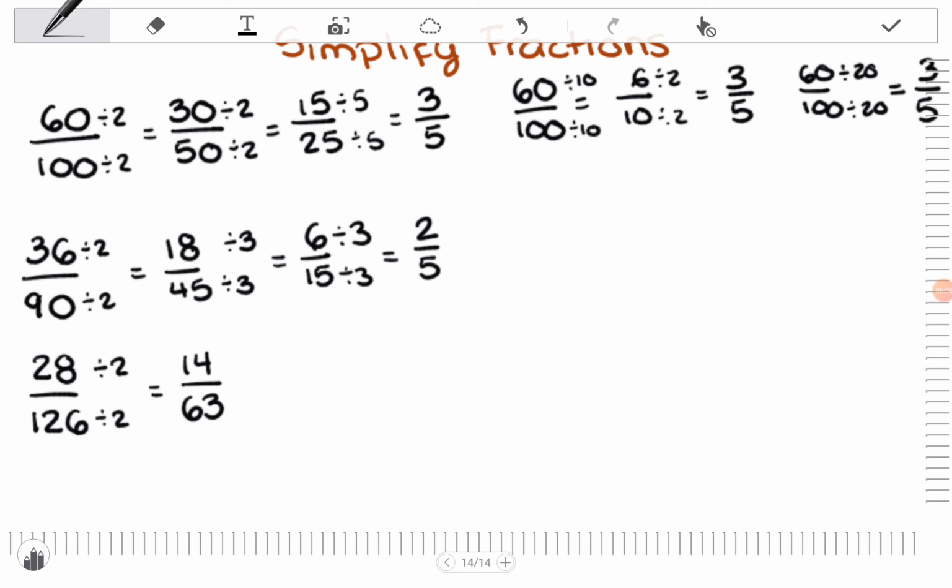Now, can you find another number? Or did I finish? Remember, I only finish if I cannot find a number that can divide both numbers. But I can. I can divide here by 7 and here by 7. So 14 divided by 7 is 2. And 63 divided by 7 is going to be 9. That's it. Did I finish or can I divide more? Is there any number that can divide 2 and 9? No, I finished. So I already simplified this fraction. 28 over 126 is the same as 2 over 9 when it's simplified.